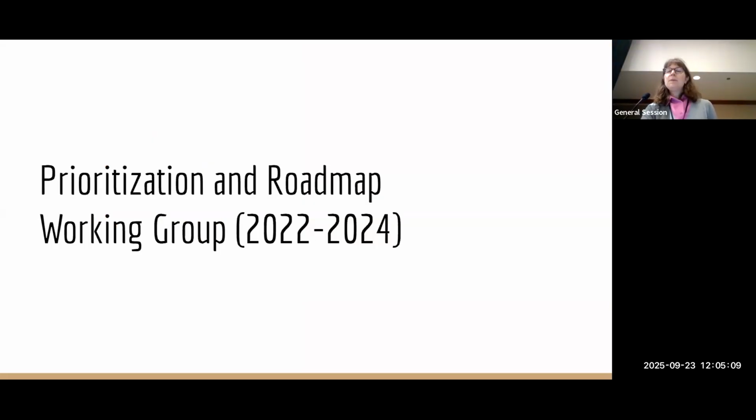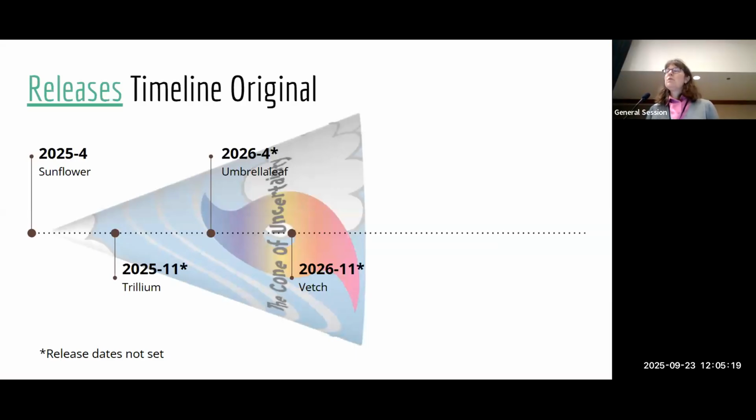We had a working group, which ended last year, and then we turned it over to the product council to keep it up after that. We developed this 18-month roadmap. So what is 18 months? When we worked on this last year, we had a little different timeline for the releases. We had Sunflower coming out in April, Trillium supposed to come out in November, Umbrella Leaf again in April, and then Vetch in November.